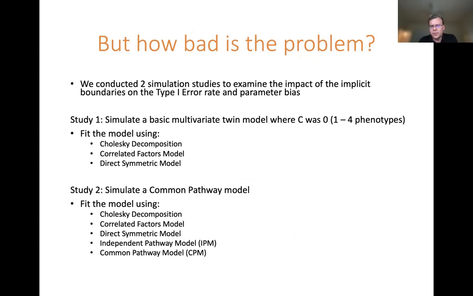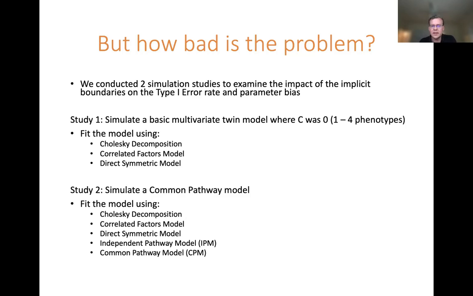The question that you're probably asking yourself now is, how bad is the problem? If most of the time you're going to get similar estimates, why do we care? Well, our p-values are wrong. So, if we use p-values or confidence intervals even, we're going to get it really wrong. But to dig into this, we conducted 2 simulation studies to examine the impact of these implicit boundaries on the type 1 error rate and the parameter bias that we observed.